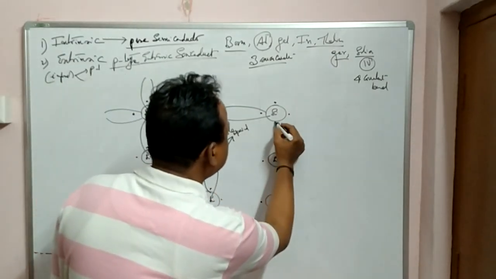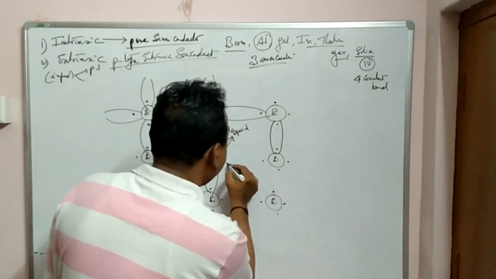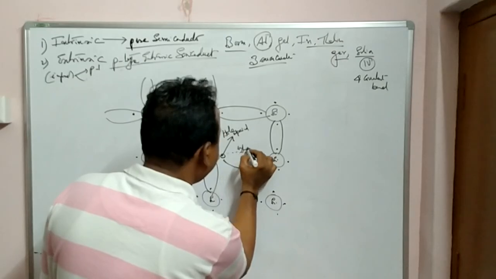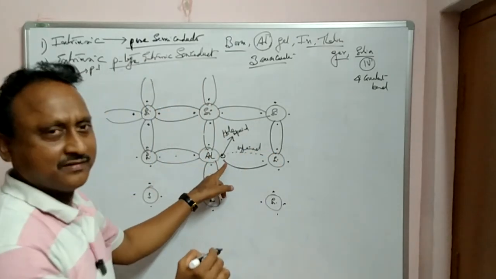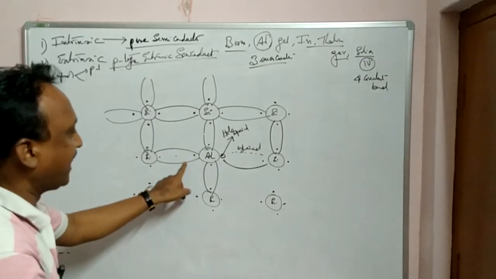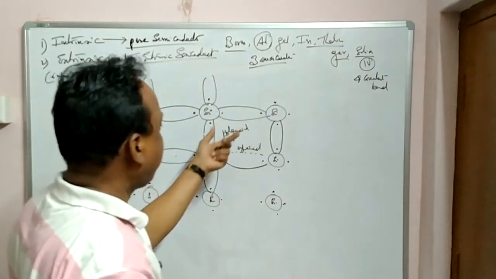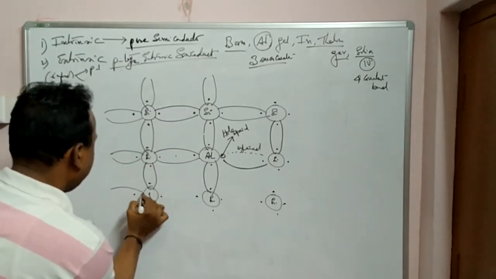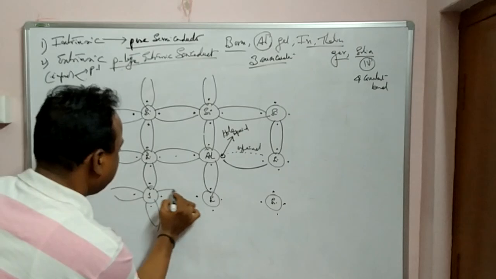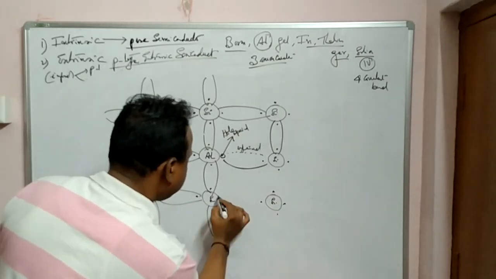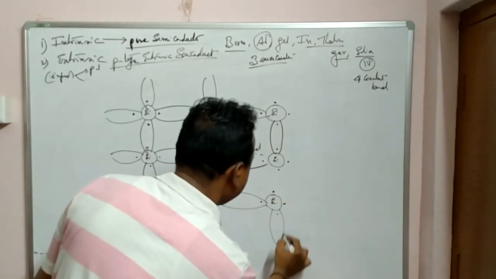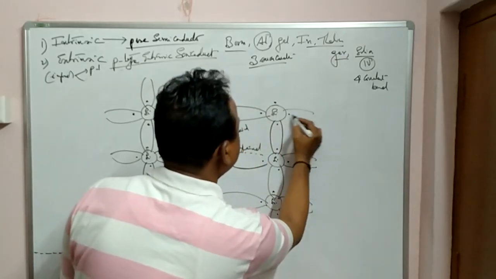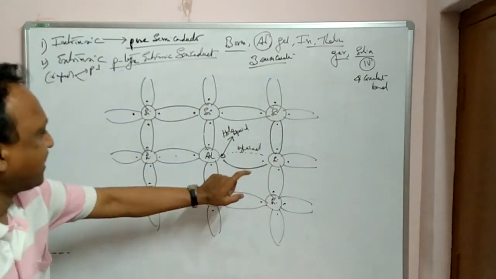A bond does not form here. You can see the bond formation is there, but this one is empty, unpaired, because there is no electron. The electron is missing; there are only 3 electrons in the outermost shell, so it can make 3 covalent bonds successfully. Remaining all are successful. So this is unpaired here.